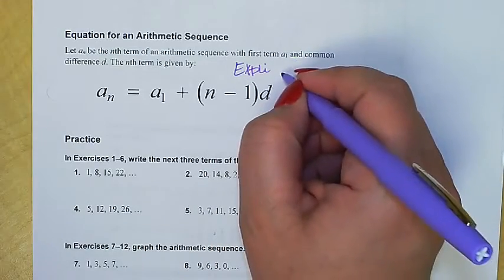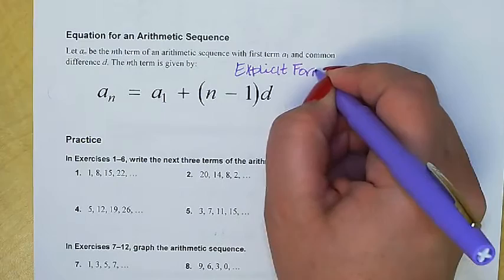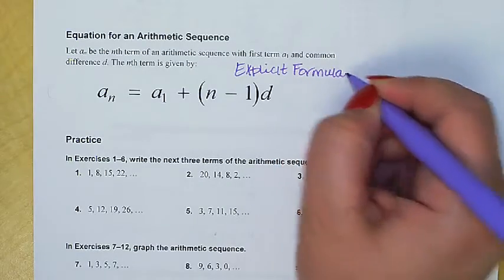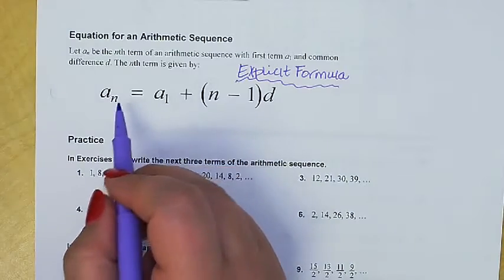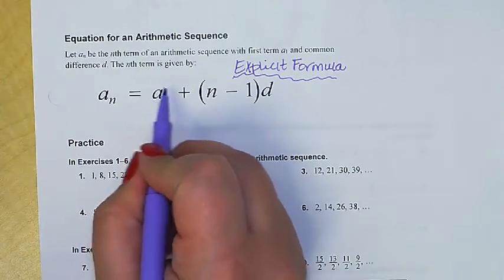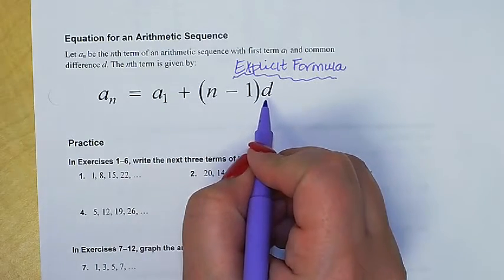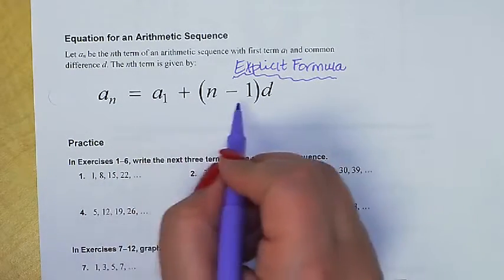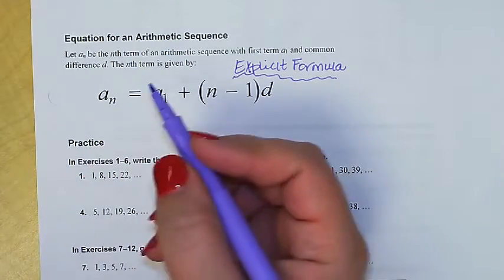Write that down. And the explicit formula is a formula that gives you enough information. It tells you what number you're starting at. It tells you what the common difference is. And you can use it to then find any term further down in the sequence itself.